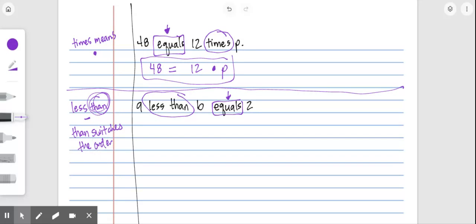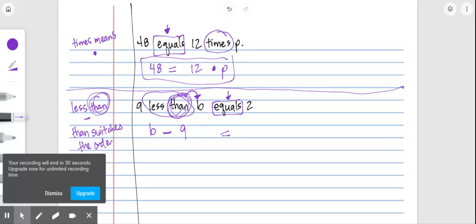Okay, so the first thing I'm going to do is write these things in. I'm going to put a minus sign, and I'm going to put an equal sign. Now, if I was doing this just straight up, it would be 9 minus b. But because of the word than, I need to switch the order of 9 and b. They flip directions because it says b comes first. That's what that than means. So this is actually b minus 9, not 9 minus b. b minus 9 equals 2.